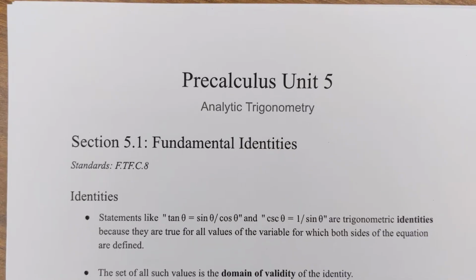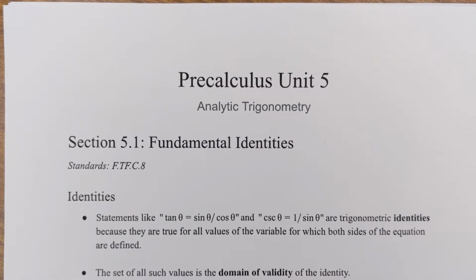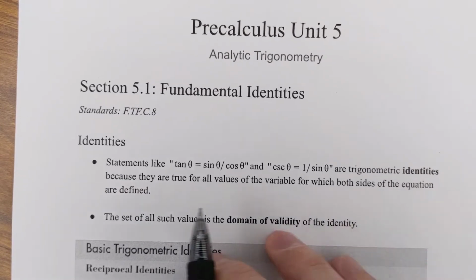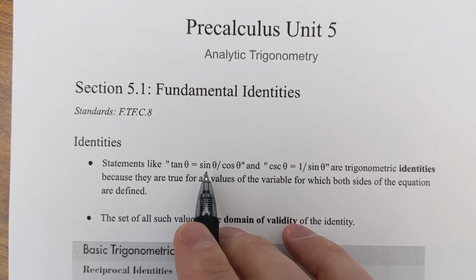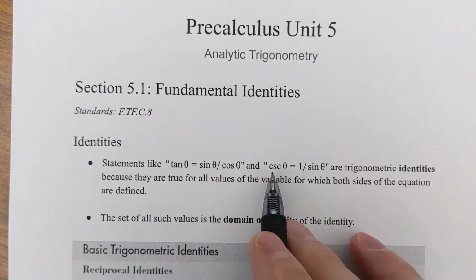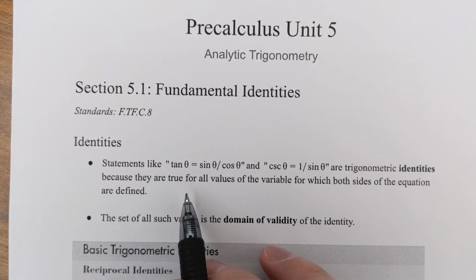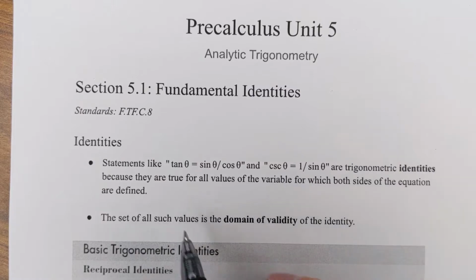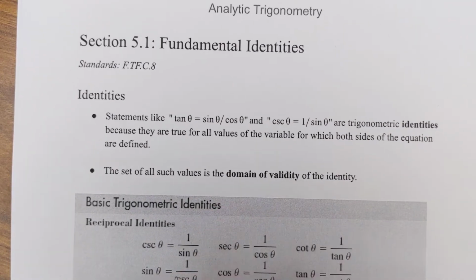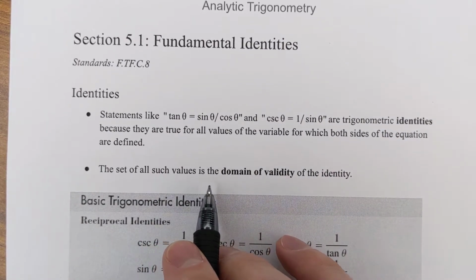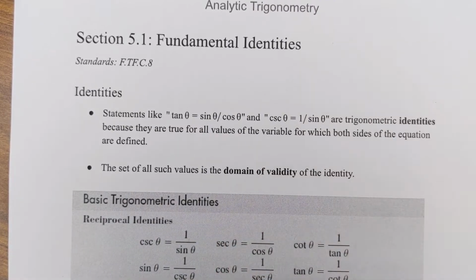Here are the notes for section 5.1, the fundamental identities. So identities, statements like the tangent of theta equals sine theta over cosine theta, and cosecant theta equals 1 over sine theta, are trigonometric identities because they are true for all values of the variable for which both sides of the equation are defined. So the set of all such values is the domain of validity of the identity.